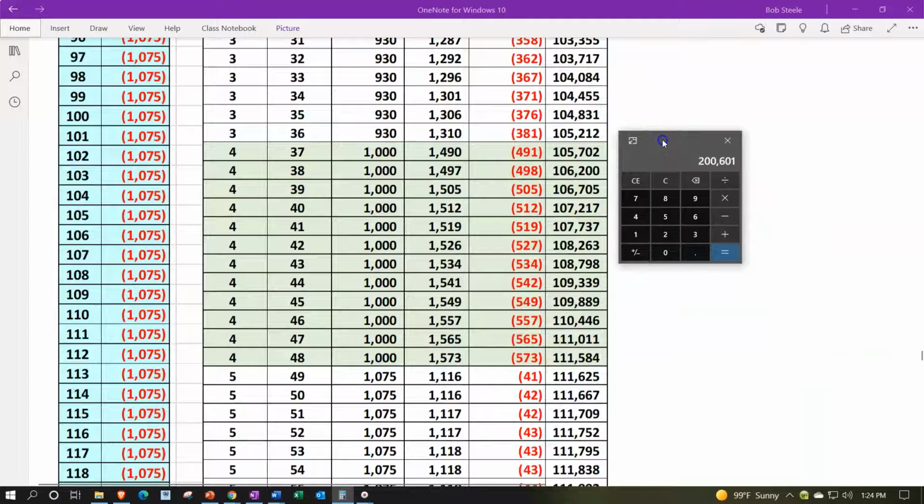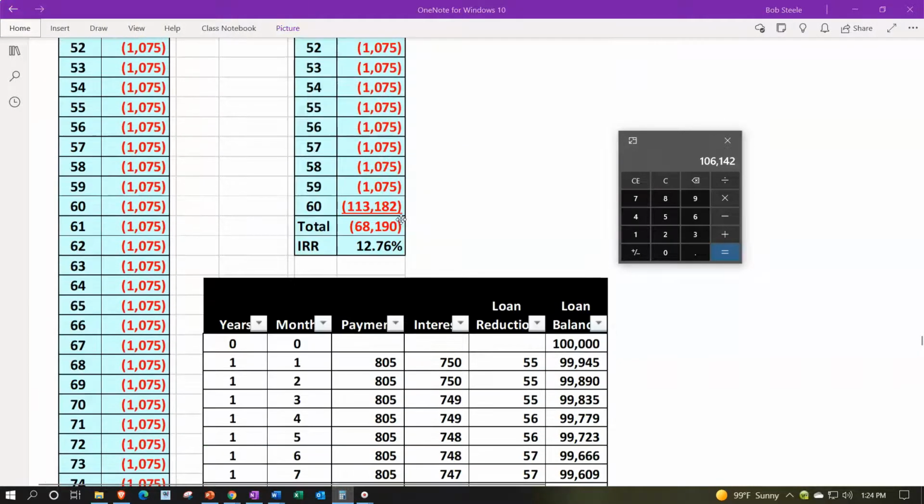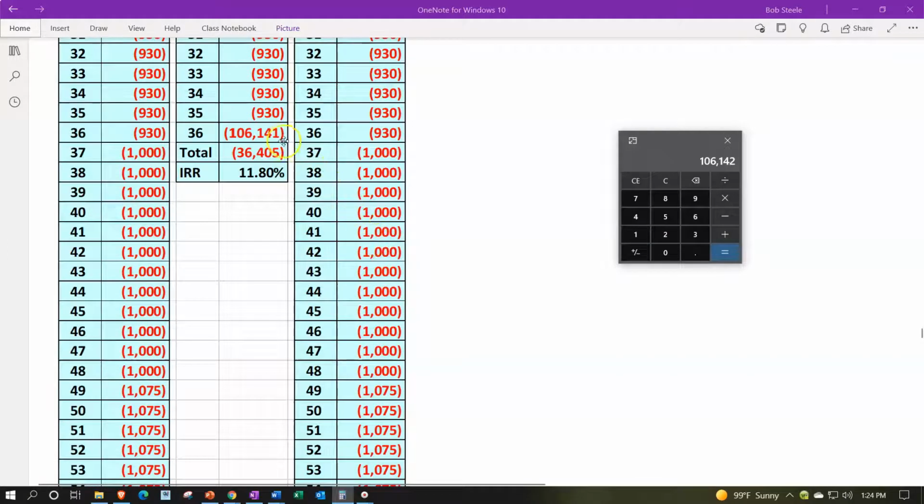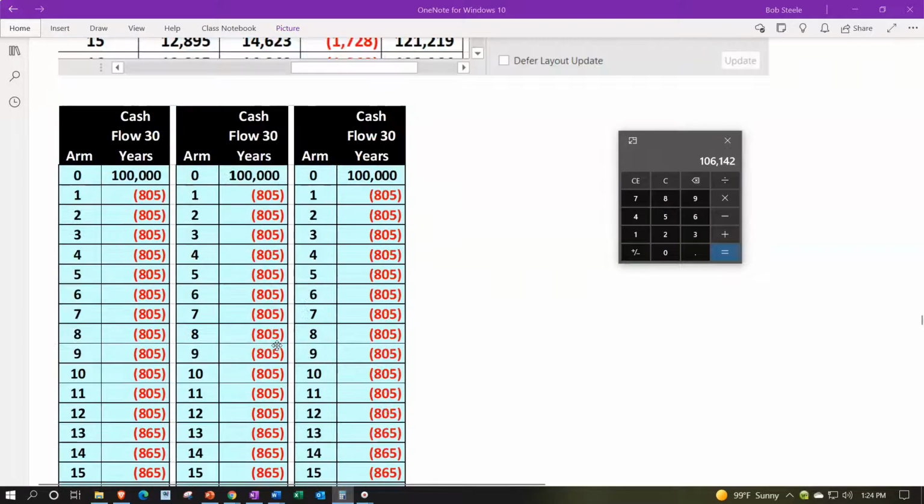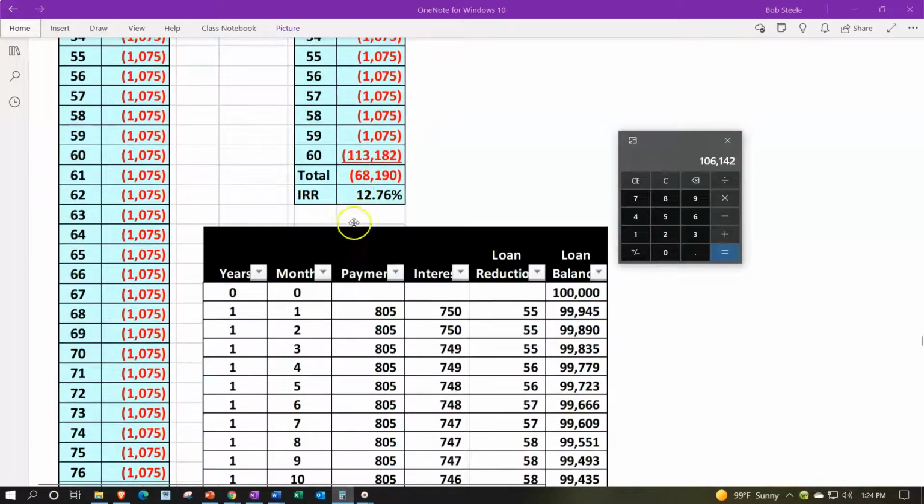So we got this ending balance, which again is significant because it's going up, which was 105,212 plus that last payment of the 930. So we'd have an outflow if we sold of the 106,142 at the end. So the 106,141.42 about, there's the total. The IRR, or rate at which that flow would be zero, is 11.8.